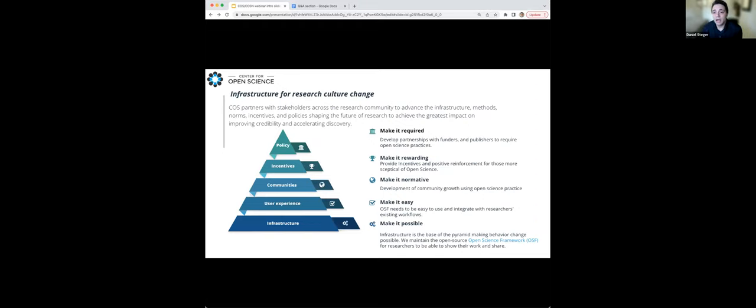Quick introduction. The Center for Open Science is a nonprofit organization dedicated to promoting open science practices in research. As part of COS's theory of change, we have efforts and programming striving to make lasting changes in open science practices, all the way from the government and policy levels to our research platform, the Open Science Framework, the OSF.